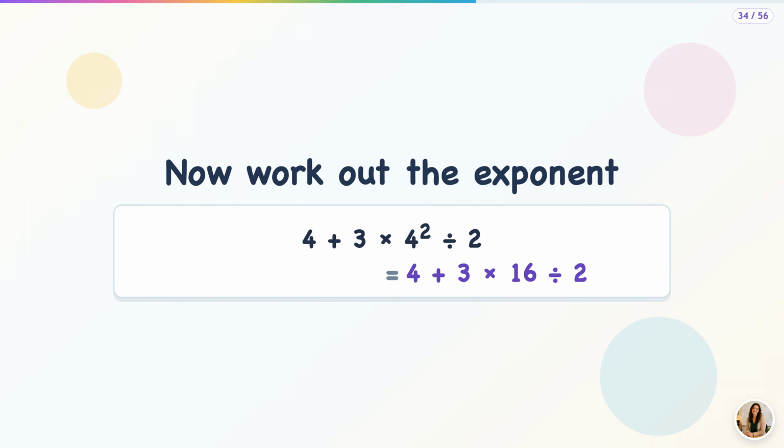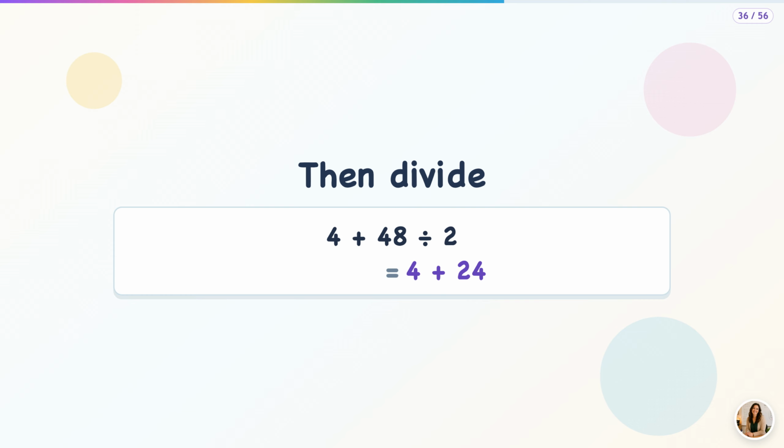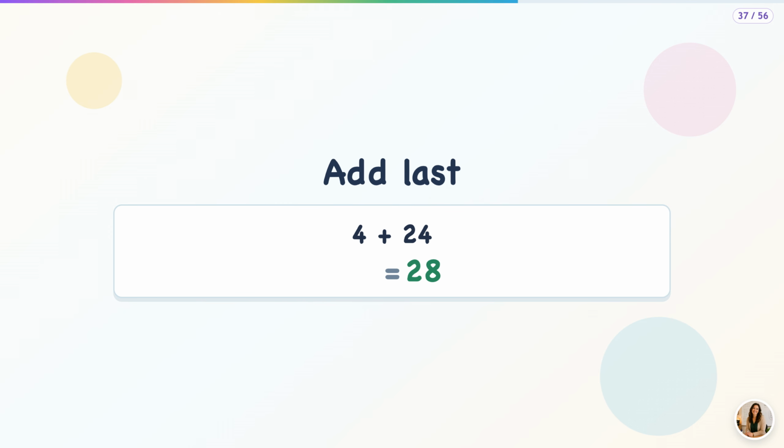Next comes the exponent. 4 squared equals 16. Replace only 4 squared with 16 and leave every other part unchanged. Now multiplication and division share the same level. Reading from the left, multiplication appears first. 3 times 16 equals 48. Continue moving from left to right. 48 divided by 2 equals 24. Now only addition remains. 4 plus 24 equals 28.